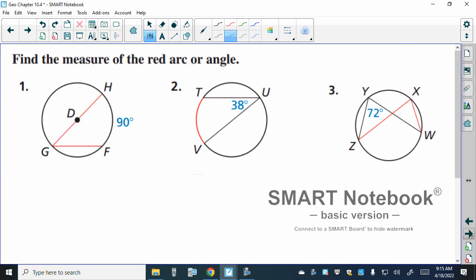Find the measure of the red arc. So here, we're wanting to find the measure of angle G. What would it be? Yes, because we're taking 90 and dividing it by 2, which would be 45. How about the next one?